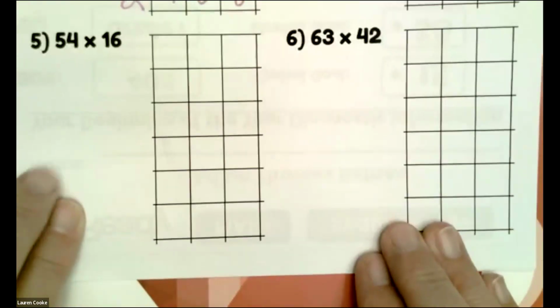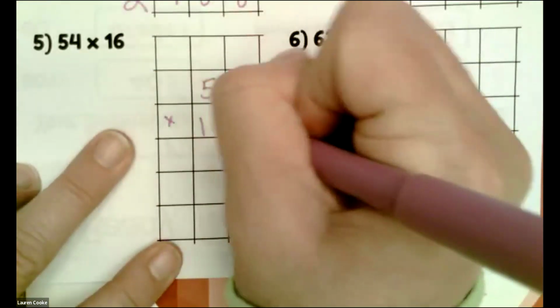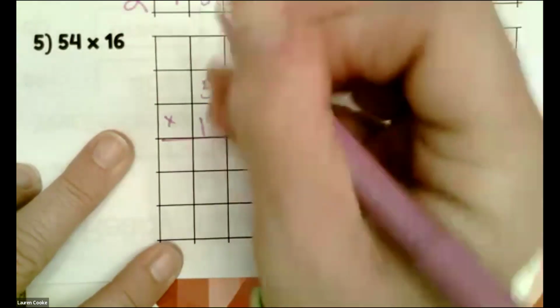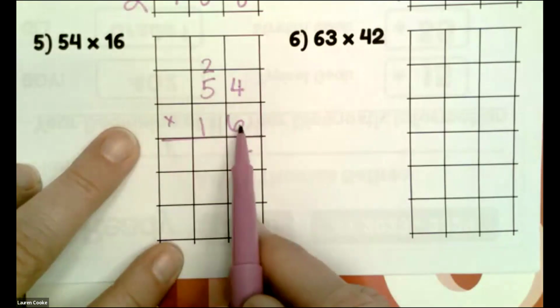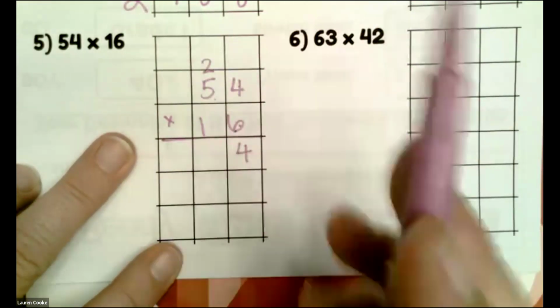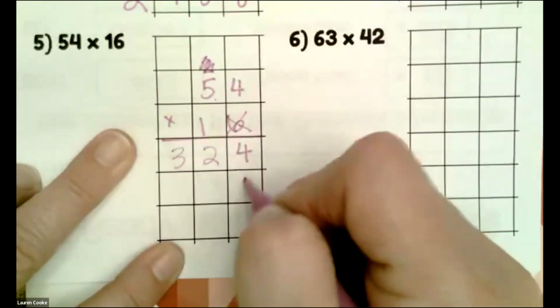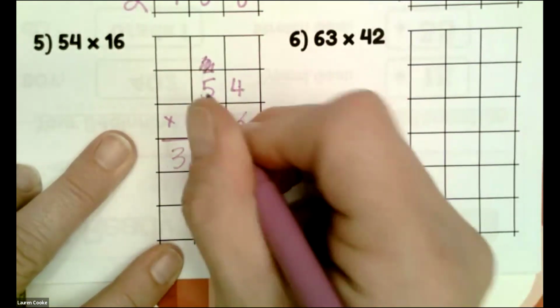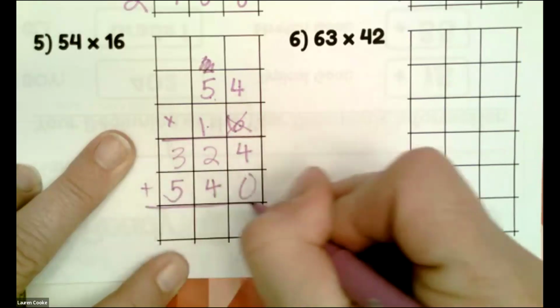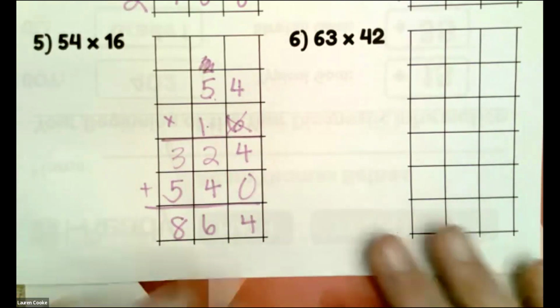Okay, make sure we can see. 54 times 16. 6 times 4 is 24. Drop the 4, bump the 2. 6 times 5 is 30. Plus 2 more is 32. Done. Done. Place a 0. Then 1 times 4 is 4. 1 times 5 is 5. 4, 6, 8. All right.